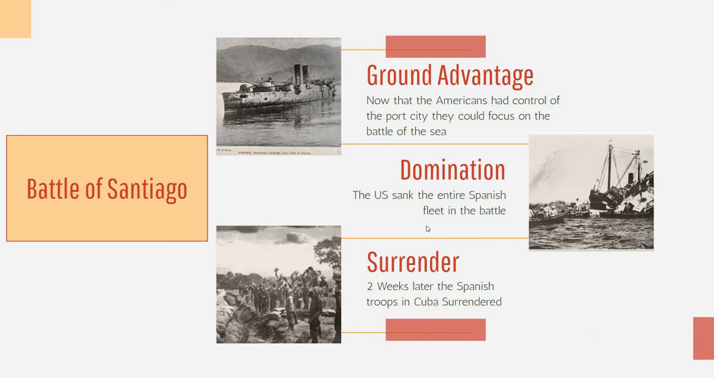And eventually the United States sank the entire Spanish fleet in this battle. So again, another crushing blow to the Spanish fleet by the American fleet. And 2 weeks later, the Spanish troops in Cuba surrender. So again, very, very fast war, especially during this time period where there's not aircraft, there's not high-speed boats. 2 weeks, the Spanish surrender in Cuba.